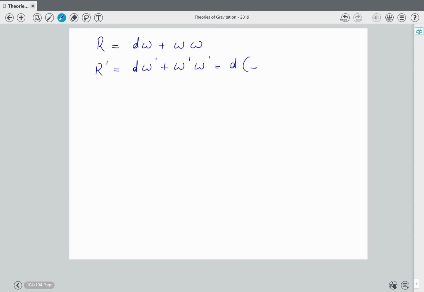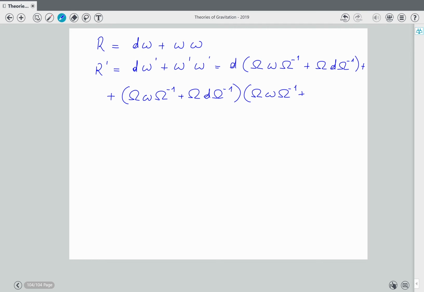So you have d Omega small omega Omega to the minus 1 plus Omega d Omega to the minus 1. And then you multiply these transformed spin connections twice. So you have Omega small omega Omega to the minus 1 plus Omega d Omega to the minus 1. And then you have to work out the exterior derivative of these two and do everything you need.